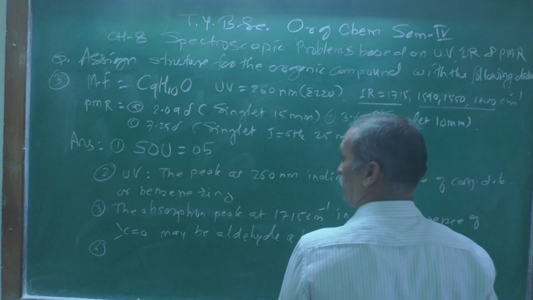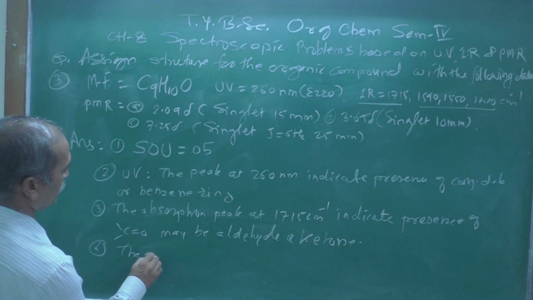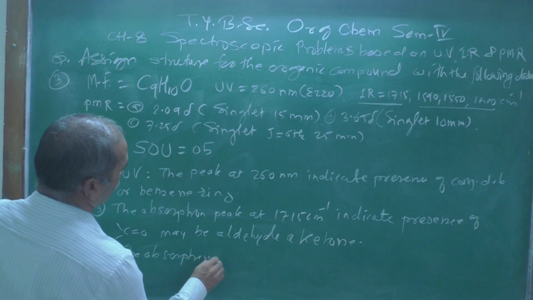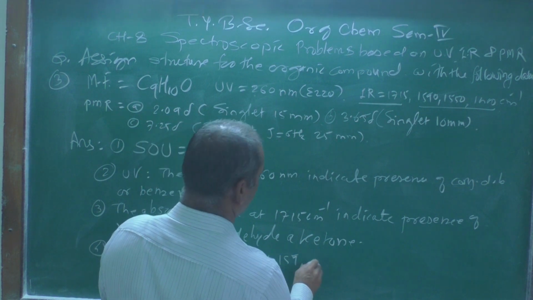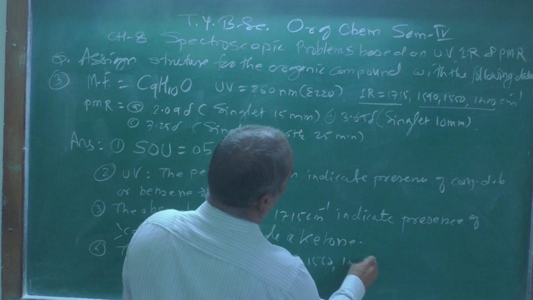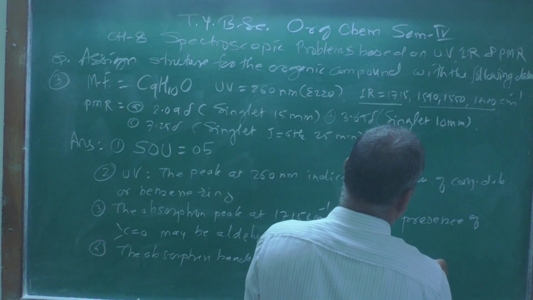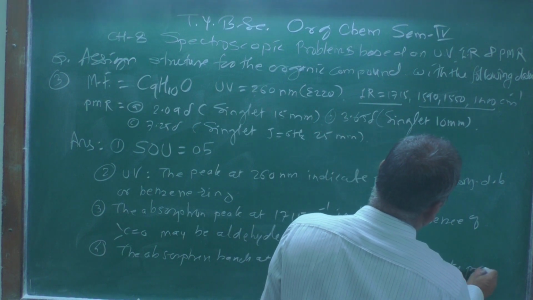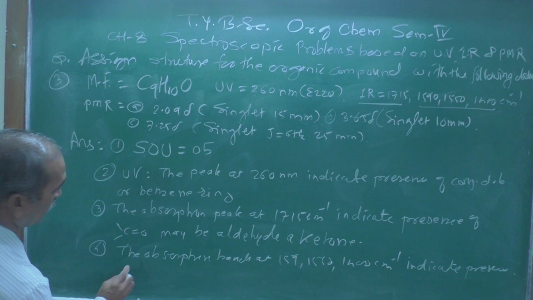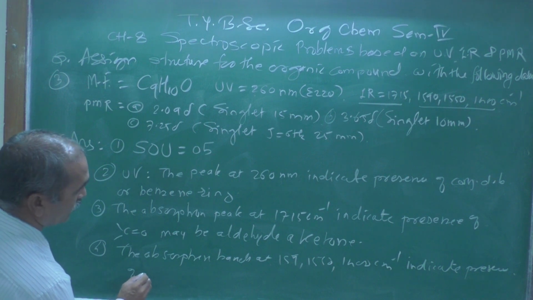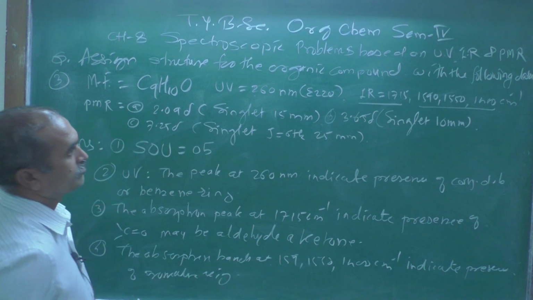And now the fourth point. These are the IR values given. The absorption bands at 1519, 1550, 1400 per centimeter indicate the presence of an aromatic ring. Okay.